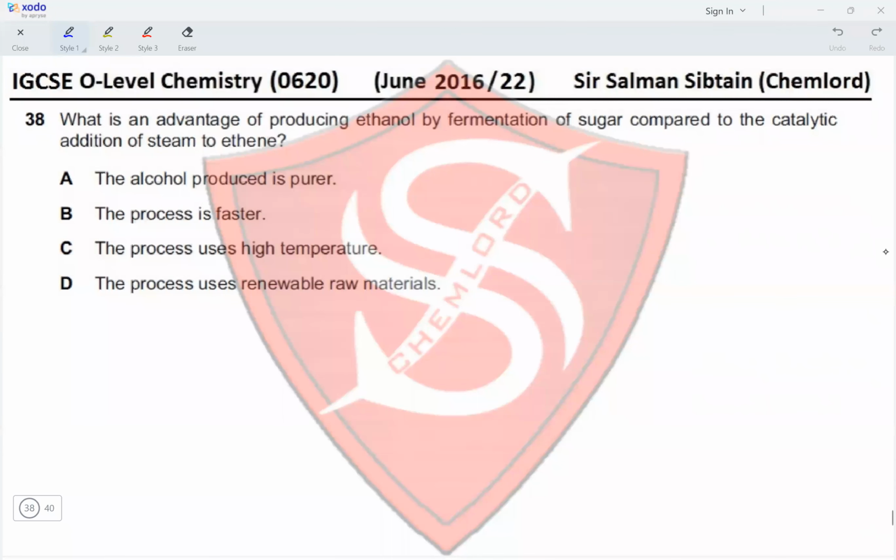Question 38. What is an advantage of producing ethanol by fermentation of sugar compared to the catalytic addition of steam to ethene? The alcohol produces purer? No, it needs to be distilled. The process is faster? No, the process is slower. The process uses high temperature? No, it uses 30 degrees Celsius. The process uses renewable raw materials? Yes, sugarcane is the renewable raw material used, making option D the correct option for this question.